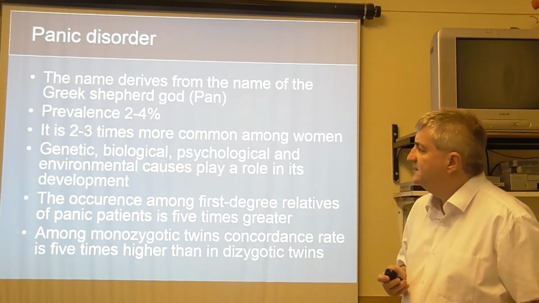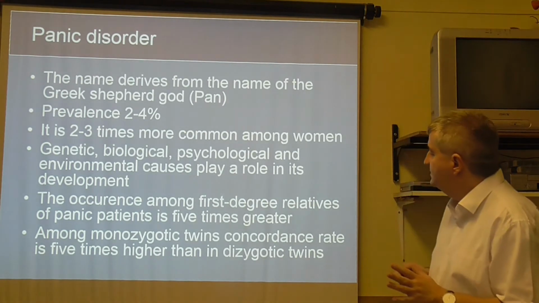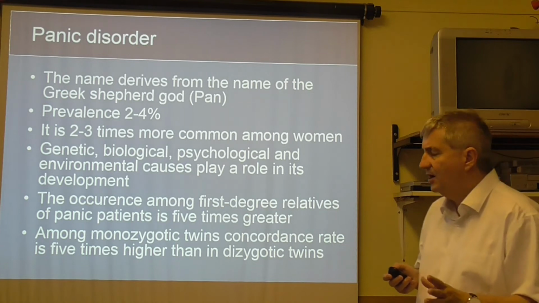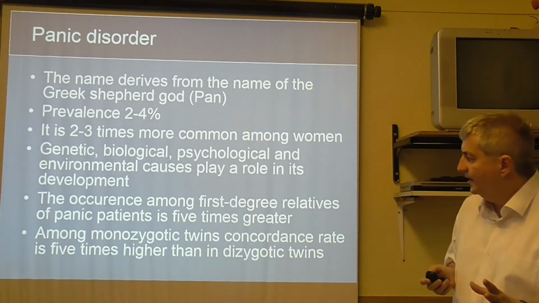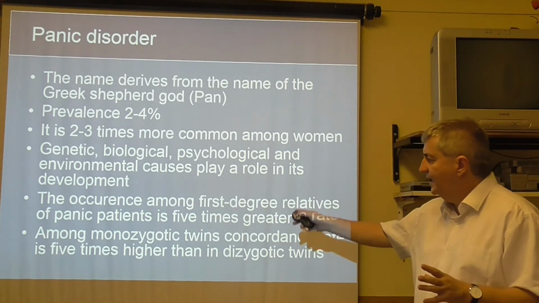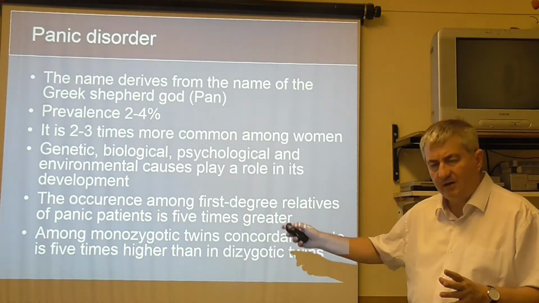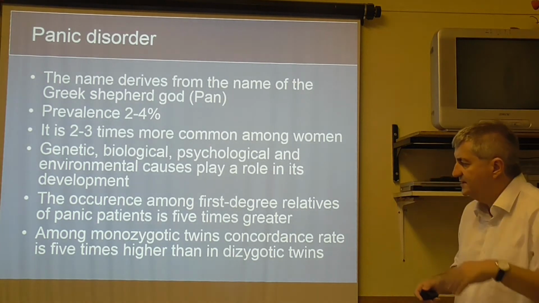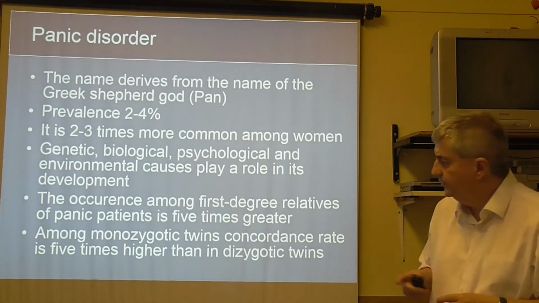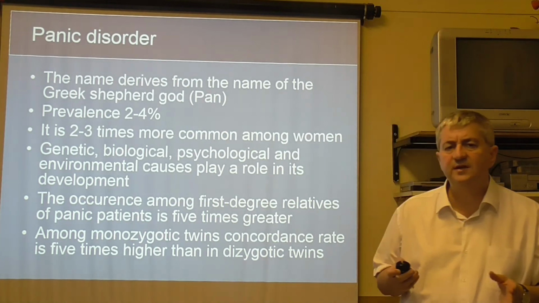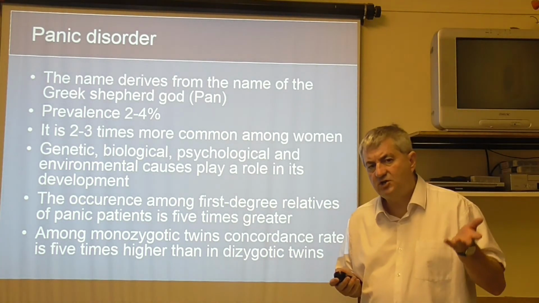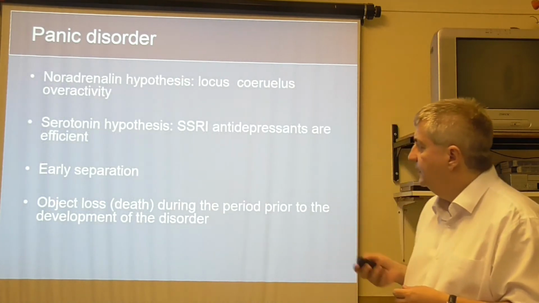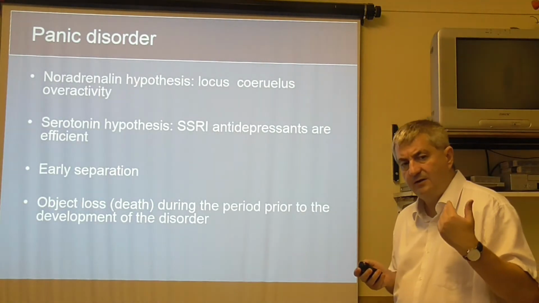The prevalence of panic disorder is 2 to 4%. It's more common among women. Genetic, biological, psychological, and environmental causes play a role in the background. You can see 2 data which reflect on the genetic background: among first-degree relatives there is a higher prevalence of panic disorder, and also among monozygotic twins the concordance rates are much higher compared to dizygotic twins.